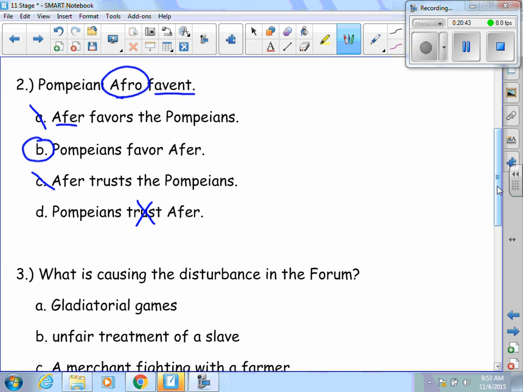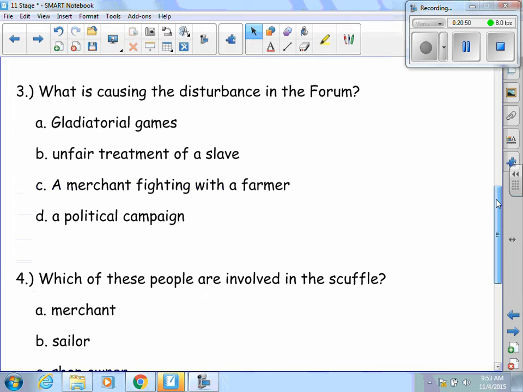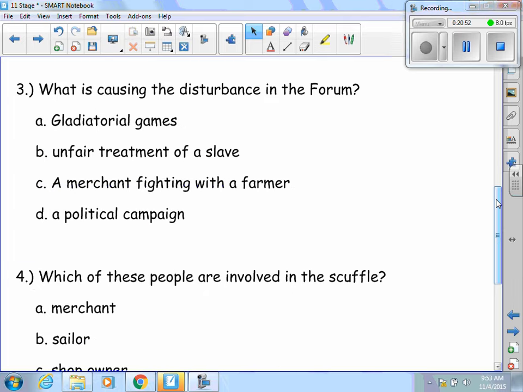Number 3. Again, hit pause, select your answer, I'll explain. What is causing the disturbance in the forum? In our story, there is a disturbance in the forum. It's not caused by gladiatorial games. It's not caused by the unfair treatment of a slave. It's not a merchant fighting with a farmer. That was a different story from before. It is a political campaign. Which of these people are involved in the scuffle? It would be the merchants and the bakers.